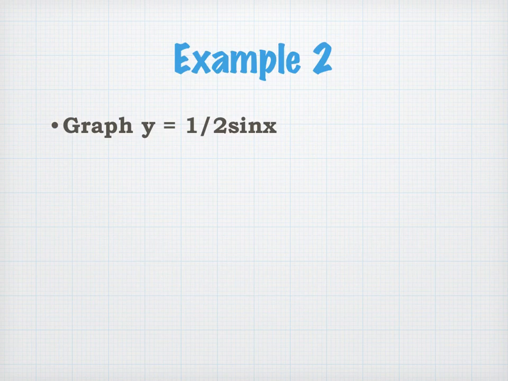Example 2 says y equals 1/2 sine of x. I'm going to start the exact same way. I'm going to identify a. This time it's a half, which means that's my amplitude. B is what's in between the sine and the x, which again is 1, which means our period is 2 pi over b, or 2 pi. Since we already did this, we already know our points: 0, pi over 2, pi, 3 pi over 2, and 2 pi.